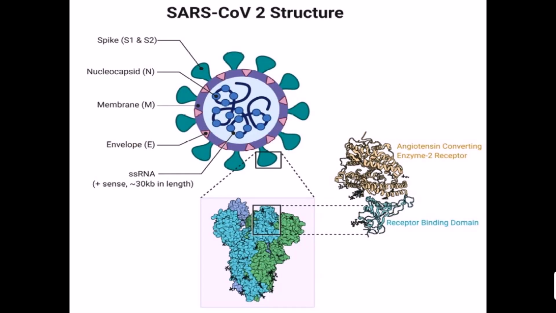Here you see this is the SARS-CoV-2 structure. There are different proteins. You are seeing spike protein, membrane protein, envelope protein, and single stranded RNA protein. You see in the spike protein there are multiple polypeptides, and you see there are different domains. Two domains you can see: one is the receptor binding domain and one is the angiotensin converting enzyme 2 receptor domain. That is how they are functionally independent from the other part of the polypeptide chain.